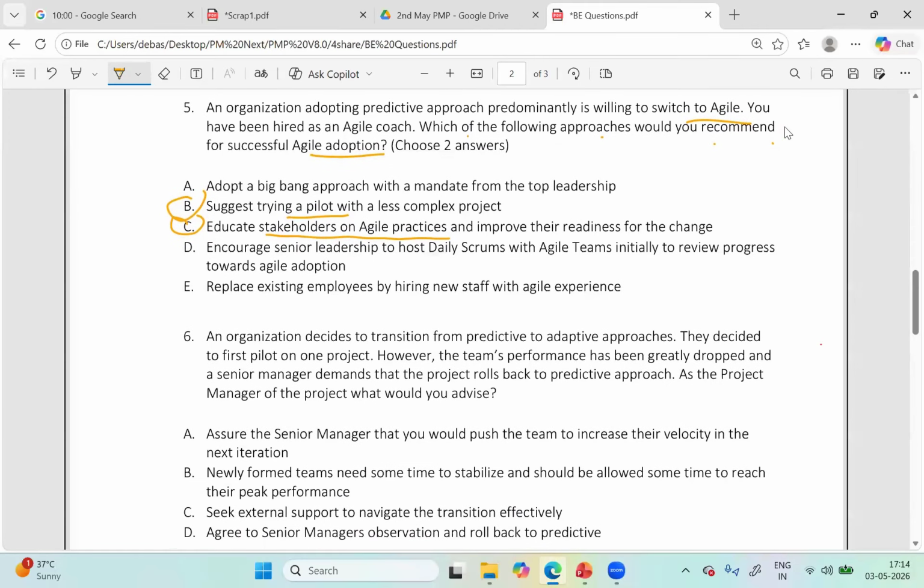And one more thing, the only reason why D is, sorry to interrupt. So D is not correct because we are writing that encouraging senior leadership to host. But as an agile coach, I'll be hosting. That's why it is wrong, right?